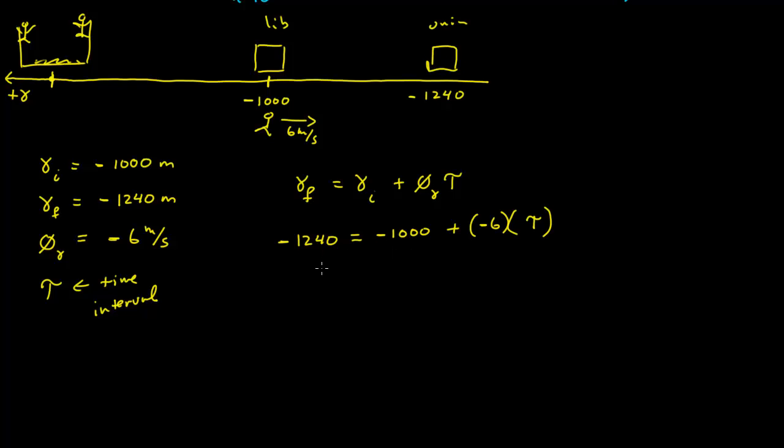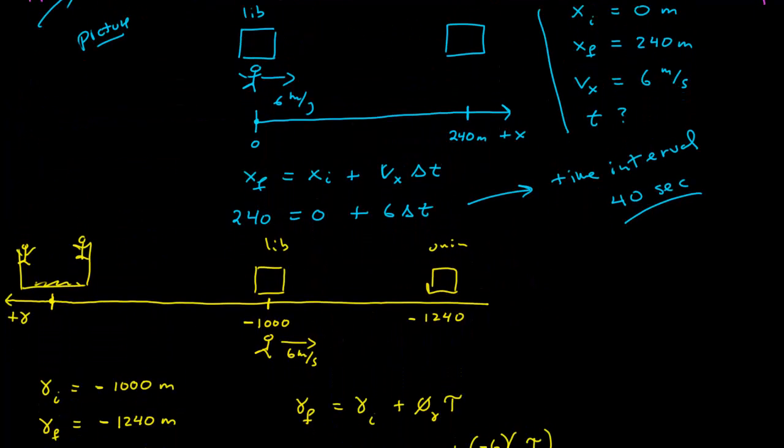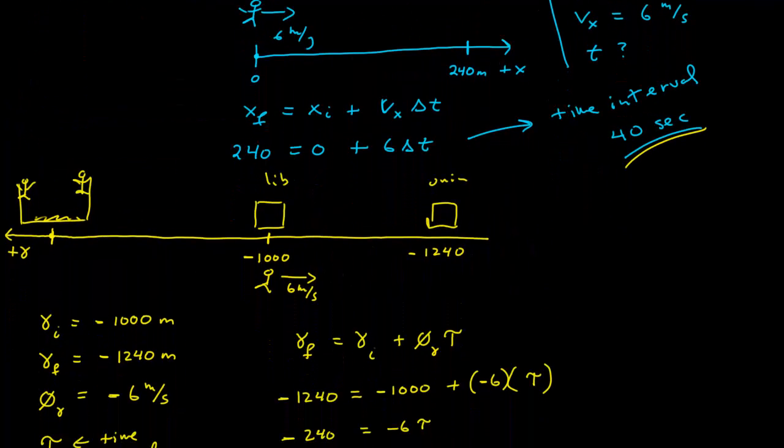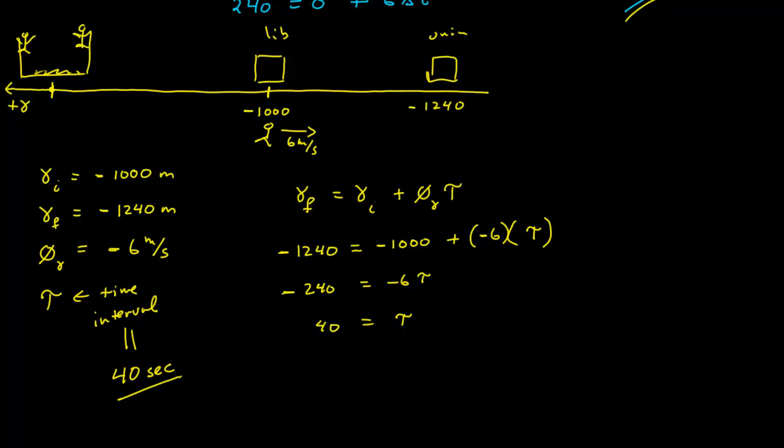So add 1,000 to each side, and I get negative 240 is equal to negative 6 tau. Divide both sides by negative 6, and tau is equal to 40. The time interval is 40 seconds, which is the same answer we get in the natural world. Physics doesn't care what you call your coordinate system and what you call your parameters. The answer is the same.